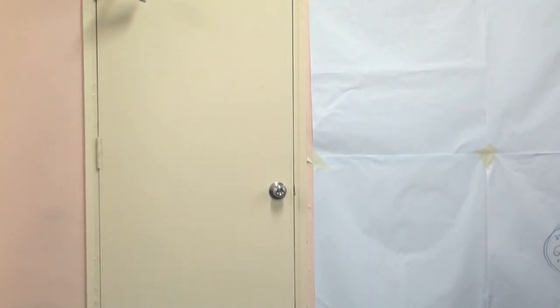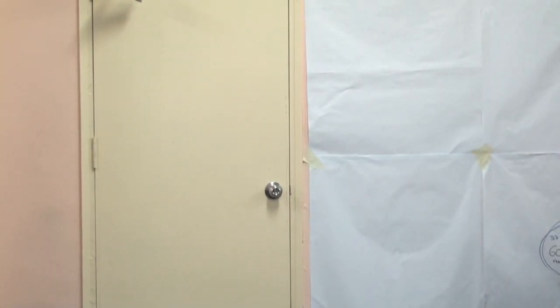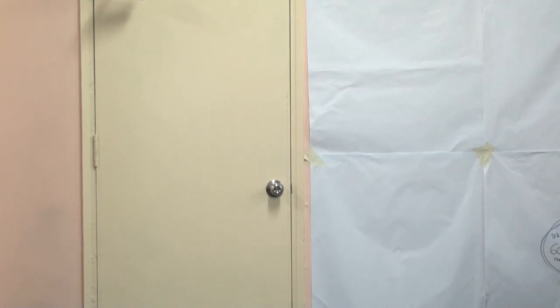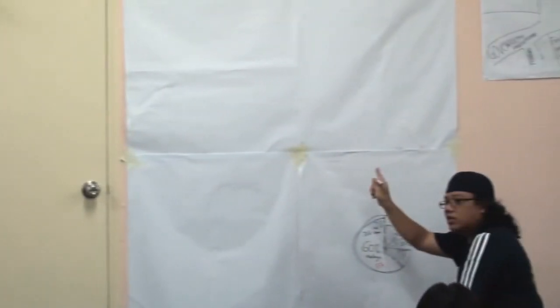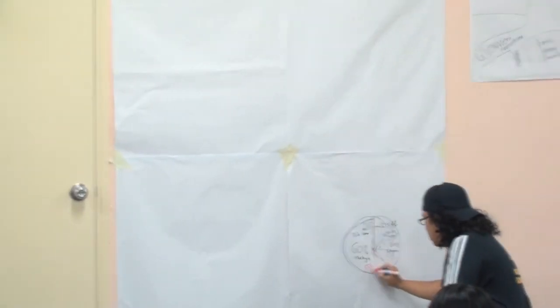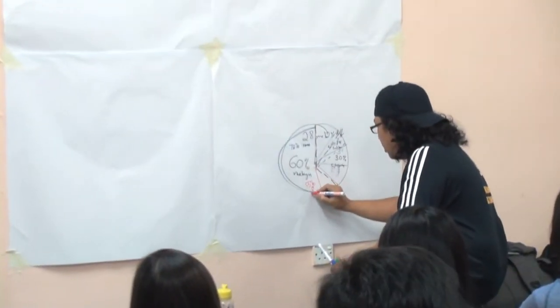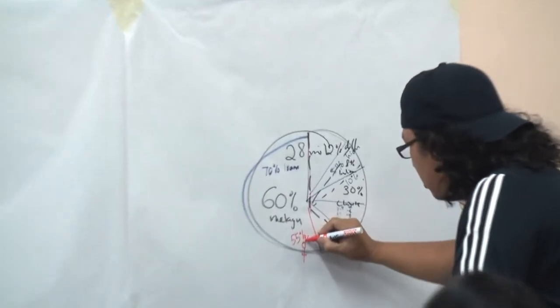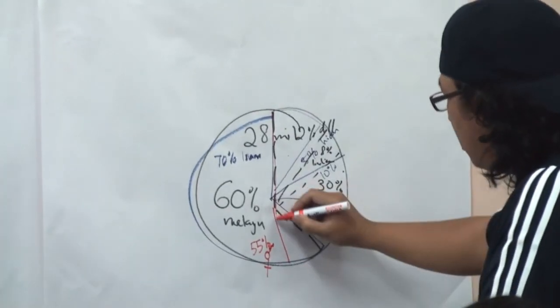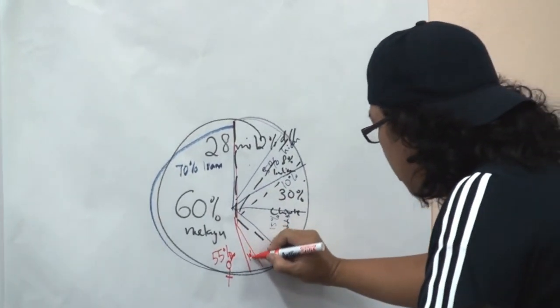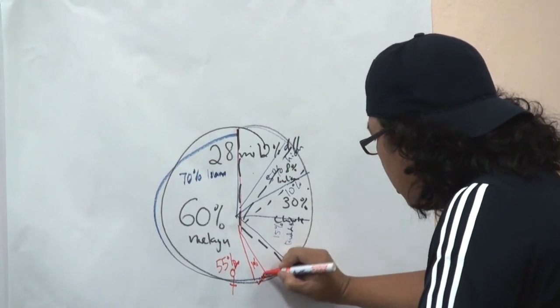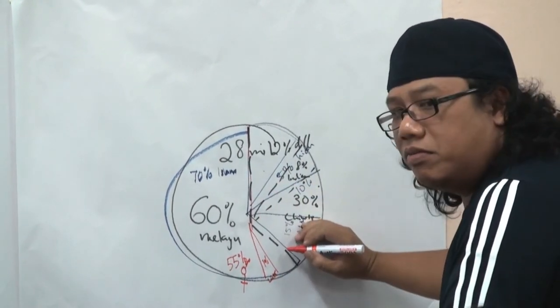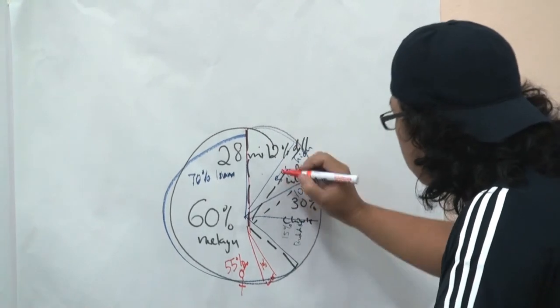So you have 55%. 55% female, put it down. And you have 1% LGBT and what's that? 44%. Yeah.